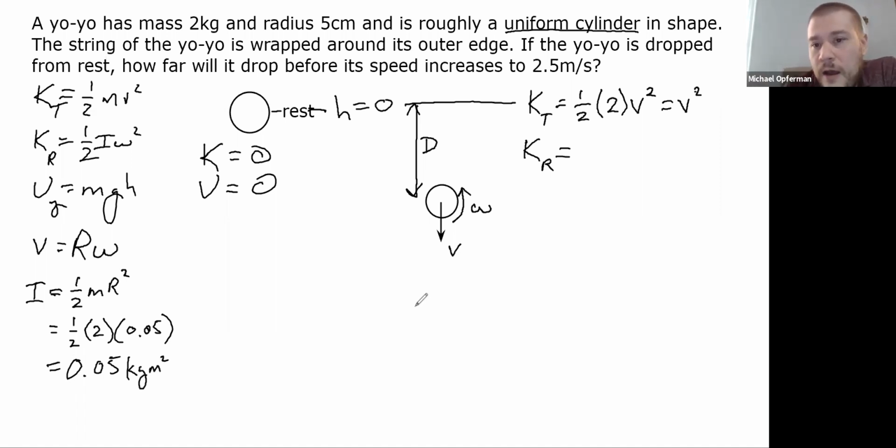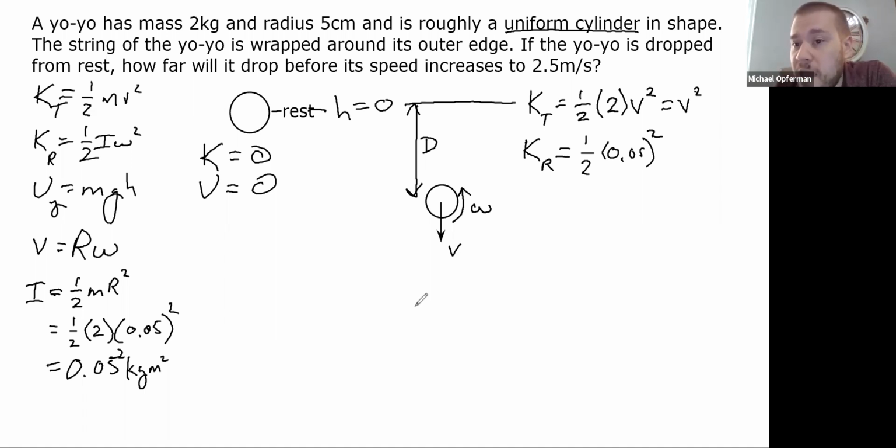Okay, so I'm going to put in here 1/2 I omega squared for the kinetic energy. 1/2 I is 1/2 times 0.05 squared. Oh, sorry, I forgot to square it. That's coming from the r squared in the moment of inertia formula. And then times omega squared.